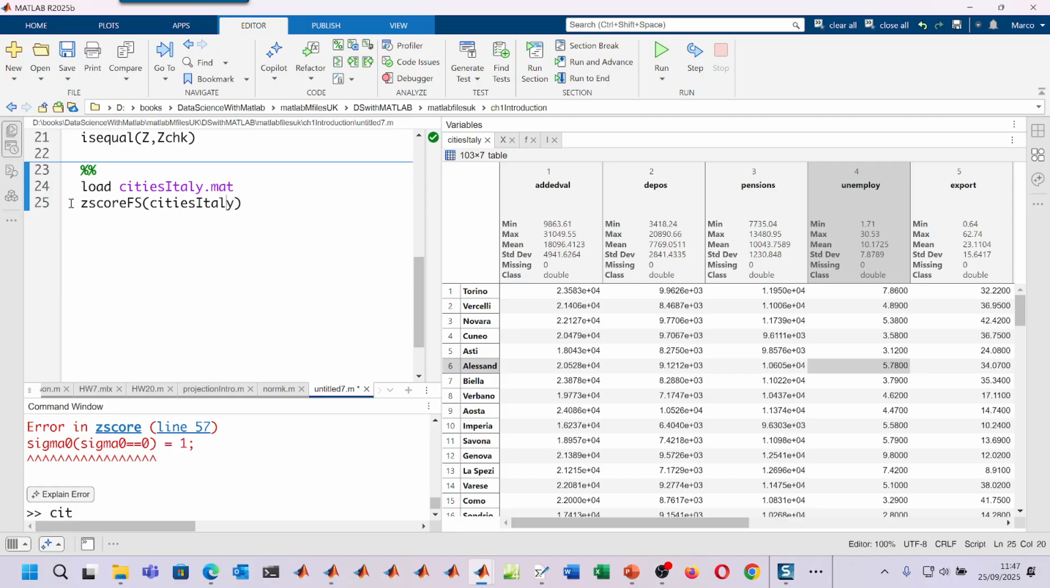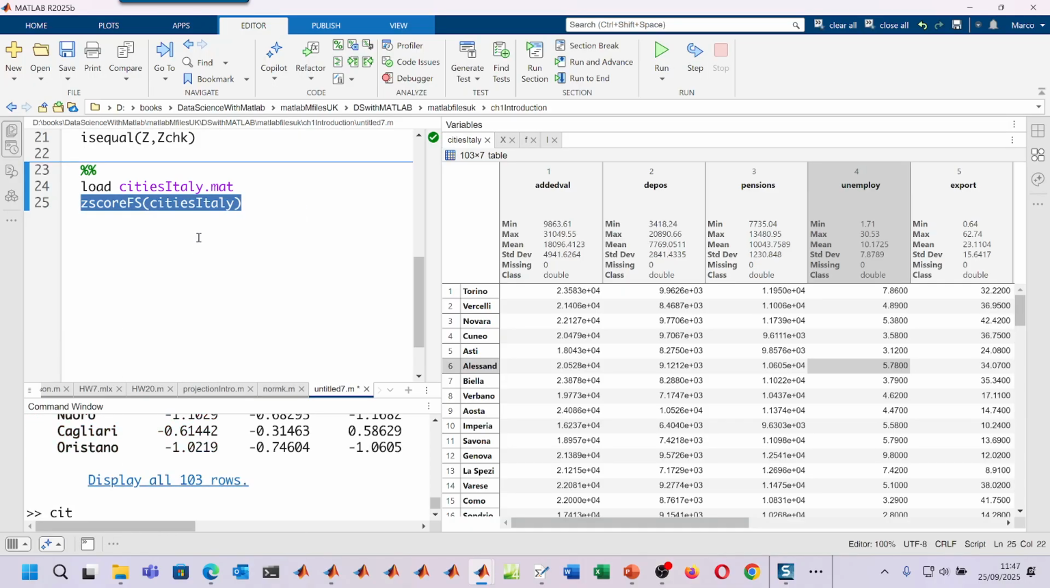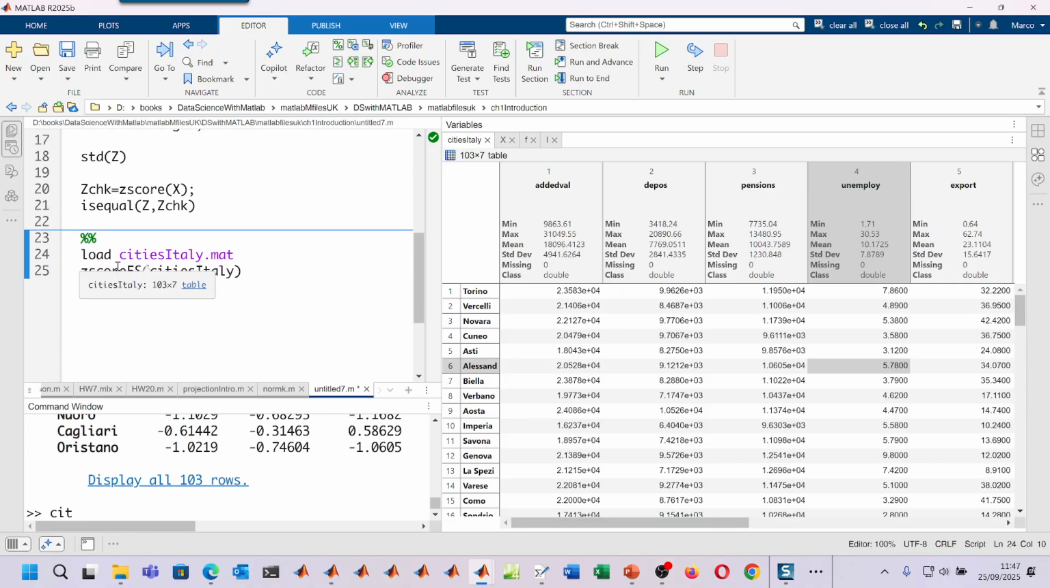Our function Z-score fs still works, but this function, Z-score fs, which is of the FSDA toolbox, does the robust Z-scores. That is, it removes the median and divides by a robust measure of standard deviation. However, let us say the purpose is to compute non-robust Z-scores.